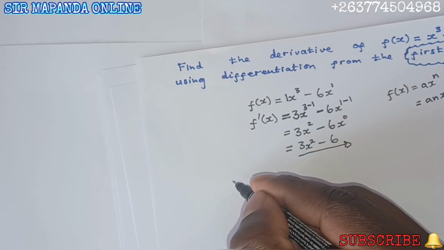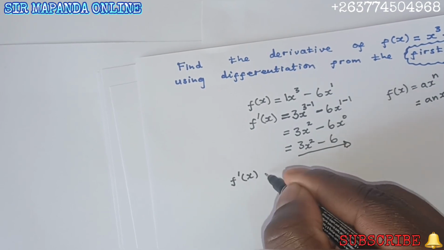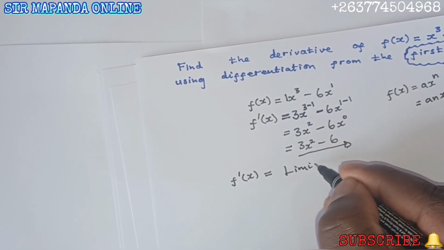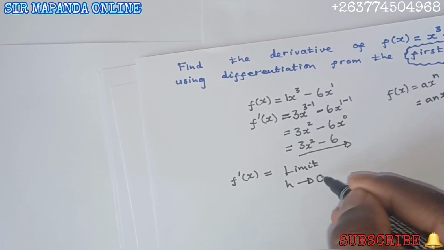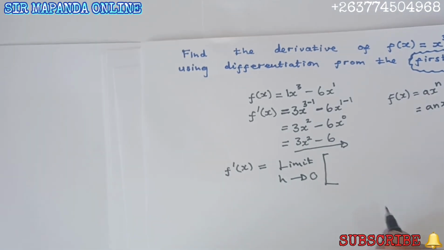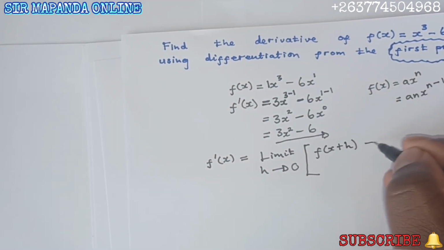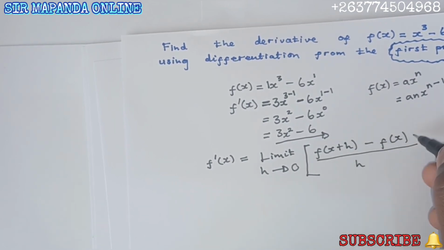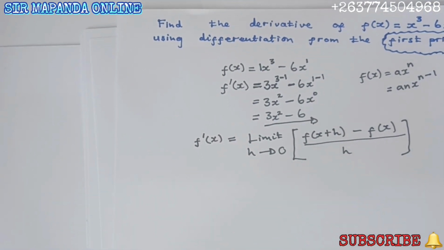Right. So according to the first principle, you are saying derivative of f of x, you have a limit, right? You have a limit which is h approaching 0, something like this. Then you are saying f of x plus h minus f of x, all over h. So this is the formula that you make use of. I hope you are following, right?